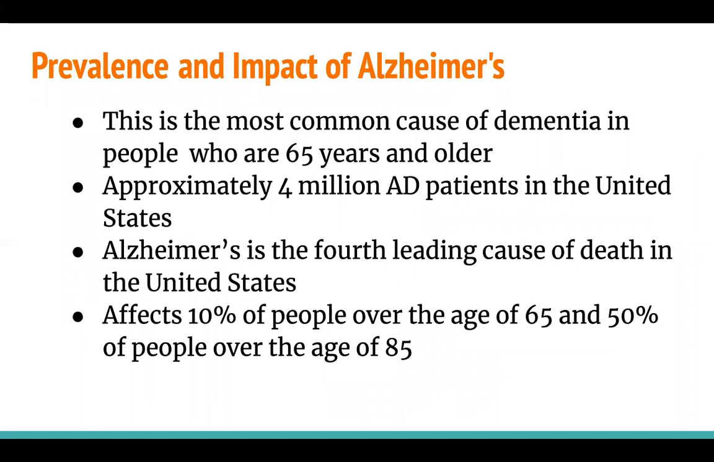Prevalence and impact of Alzheimer's. This is the most common cause of dementia in people who are 65 years and older. Approximately 4 million Alzheimer's patients are present in the United States today. Alzheimer's is the fourth leading cause of death in the United States and affects 10% of people over the age of 65 and 50% of people over the age of 85.